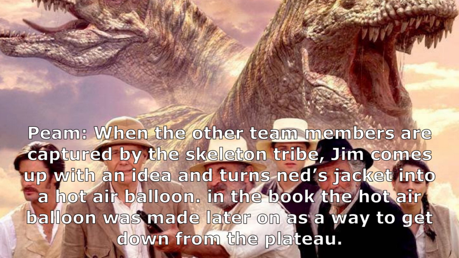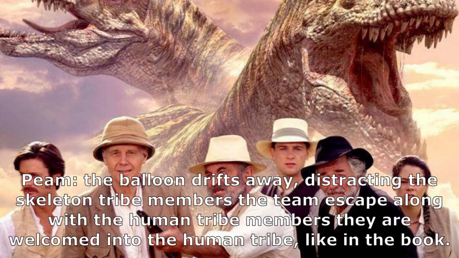When the other team members are captured by the skeleton tribe, Jim comes up with an idea and turns Ned's jacket into a hot air balloon. In the book, the hot air balloon was made later on as a way to get down from the plateau. The balloon drifts away, distracting the skeleton tribe members. The team escape along with the human tribe members. They are welcomed into the human tribe like in the book.